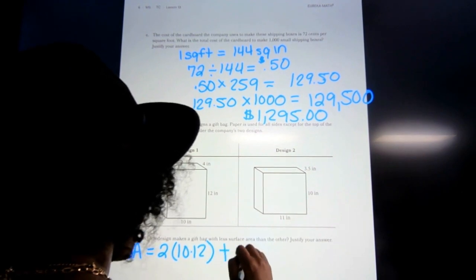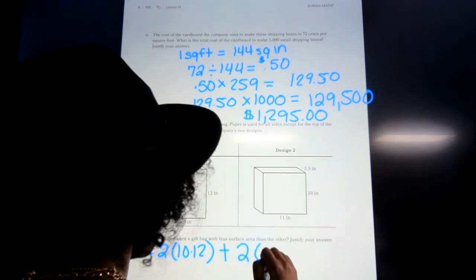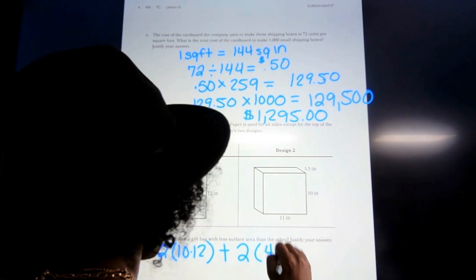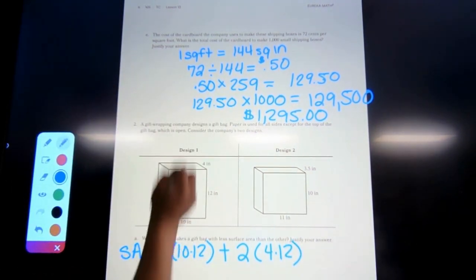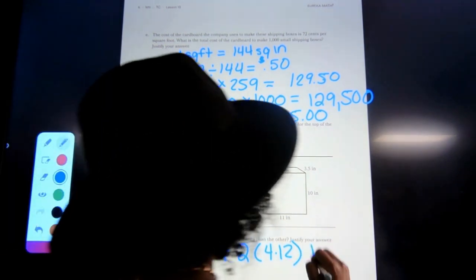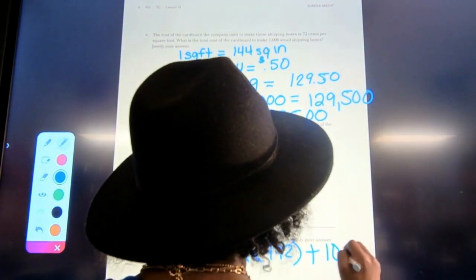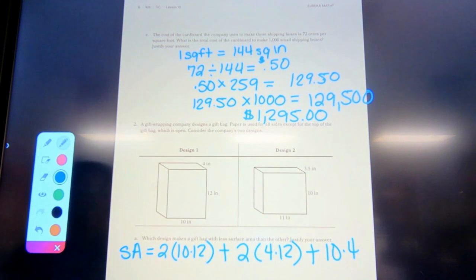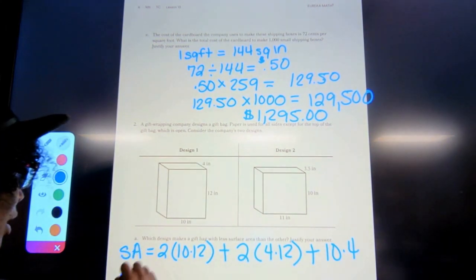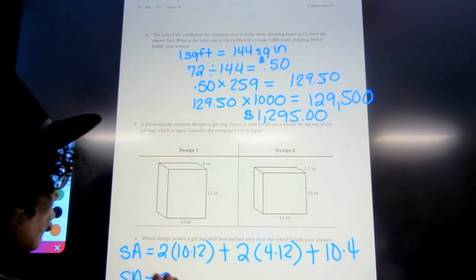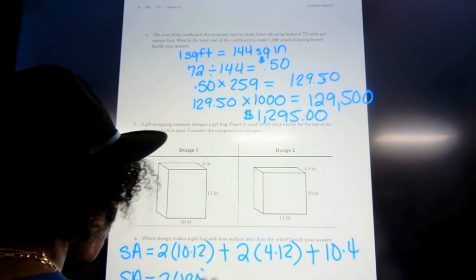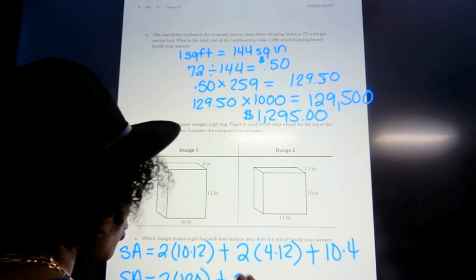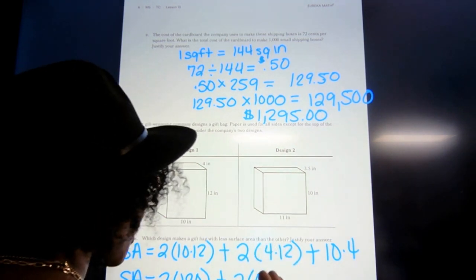So I'm going to add to that, and we'll have 2 times, and we have 4 times 12. And then the last one I have is the base, which is going to be 10 by 4. And we're only going to have one of those. So we have 10 times 4. So next, I want to do SA, that's surface area. It's 2 times 10 times 12 is 120. Plus 2 times 4 times 12 is 48.